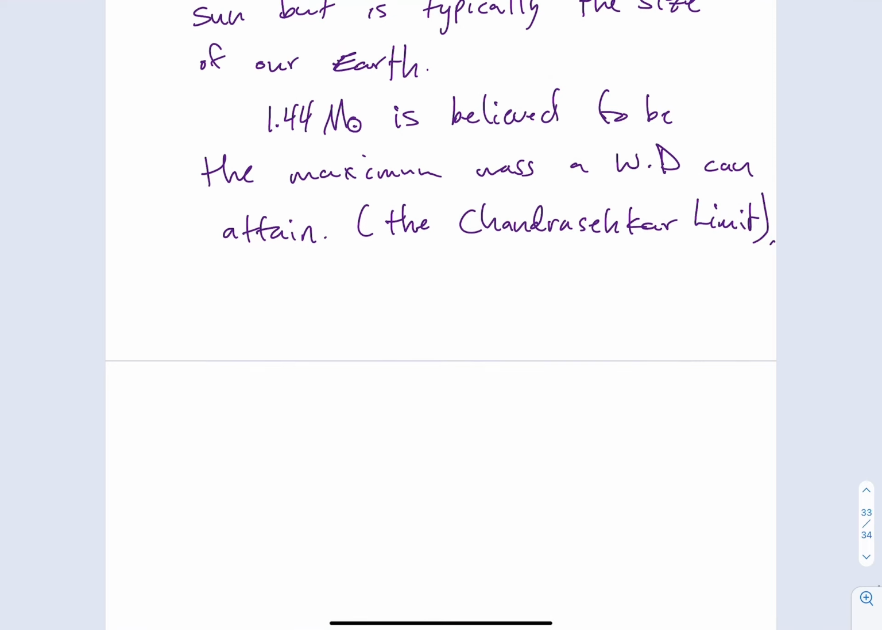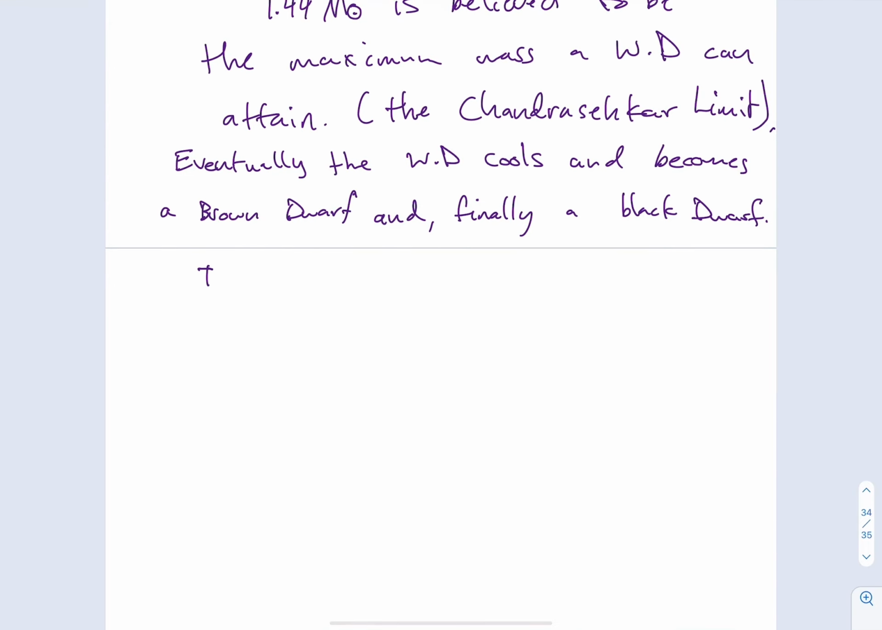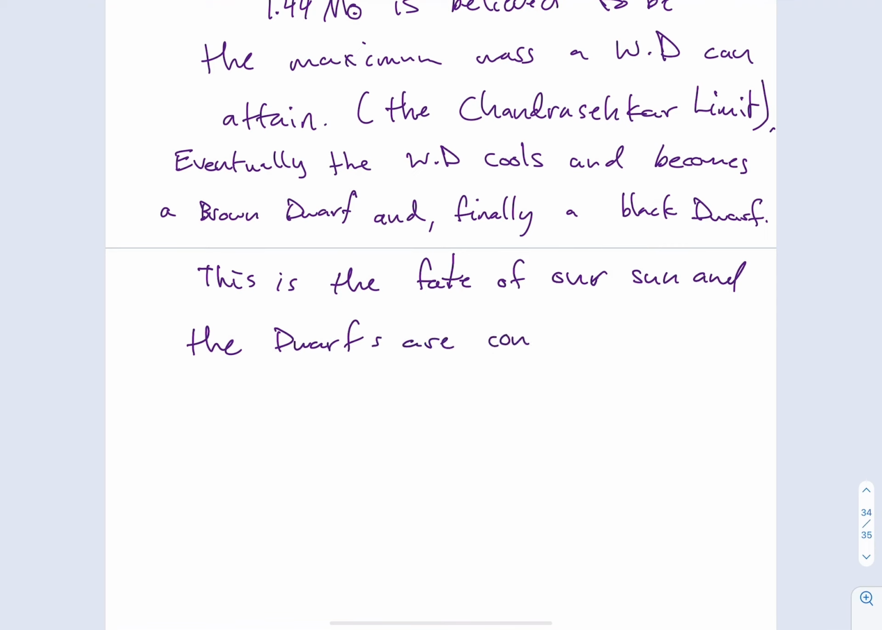I will note one more thing. Eventually, the white dwarf cools. Now, this could take millions or billions of years. Eventually, the white dwarf cools and becomes a brown dwarf, and finally a black dwarf, when it's cooled enough to not give off any light. We believe this is the fate of our sun. And these dwarfs are considered high-density stellar remnants.